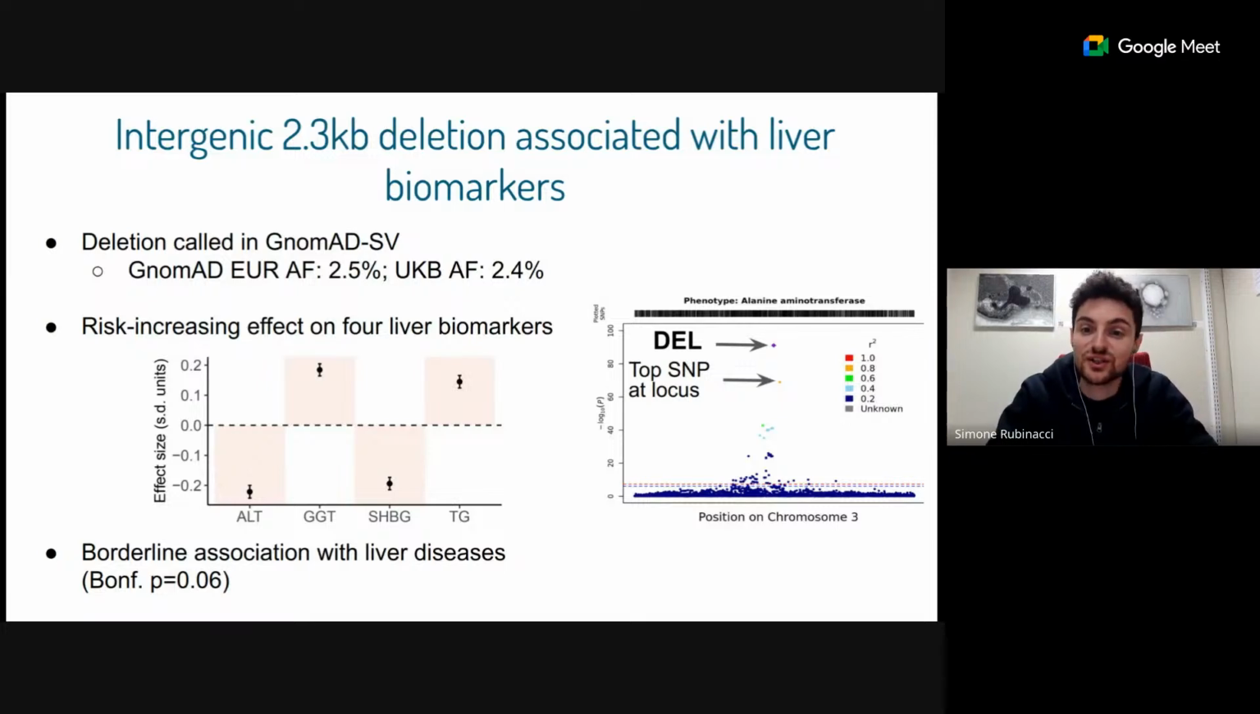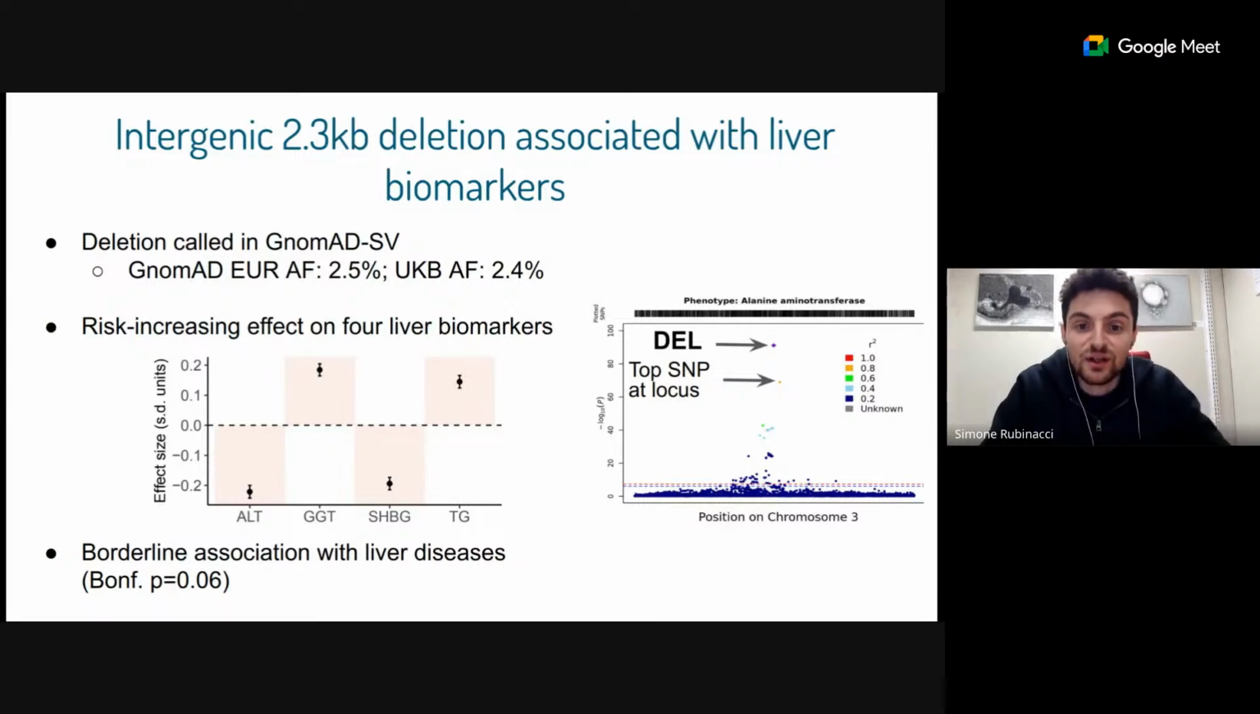This deletion is strongly associated with 4 liver biomarkers, having the highest association with alanine aminotransferase, and having an effect that is 1.4 times stronger than any SNP or indels nearby. So we tested the variant association for liver disease, and we indeed verified that there is a borderline association for liver disease as well. So we believe that this variant is a strong candidate for follow-up and replication analysis in our cohort, and we are currently carrying this in All of Us.